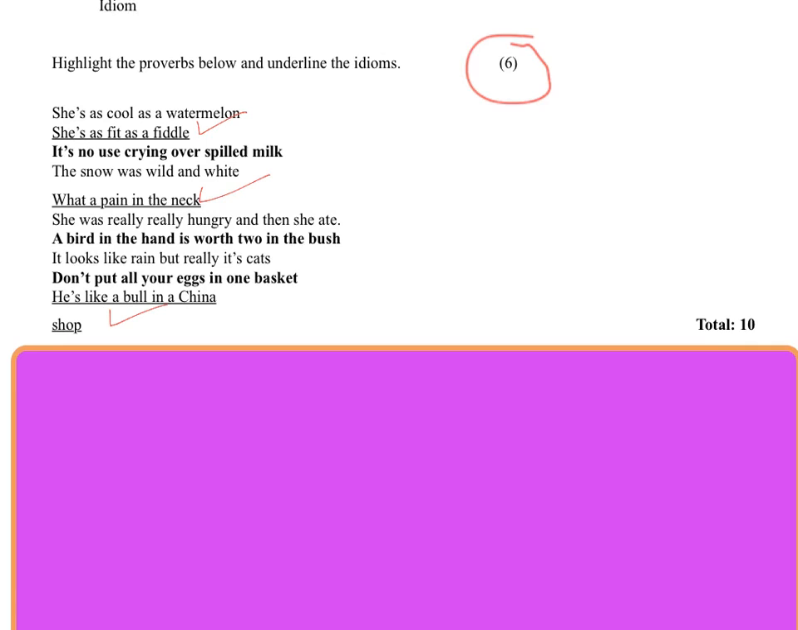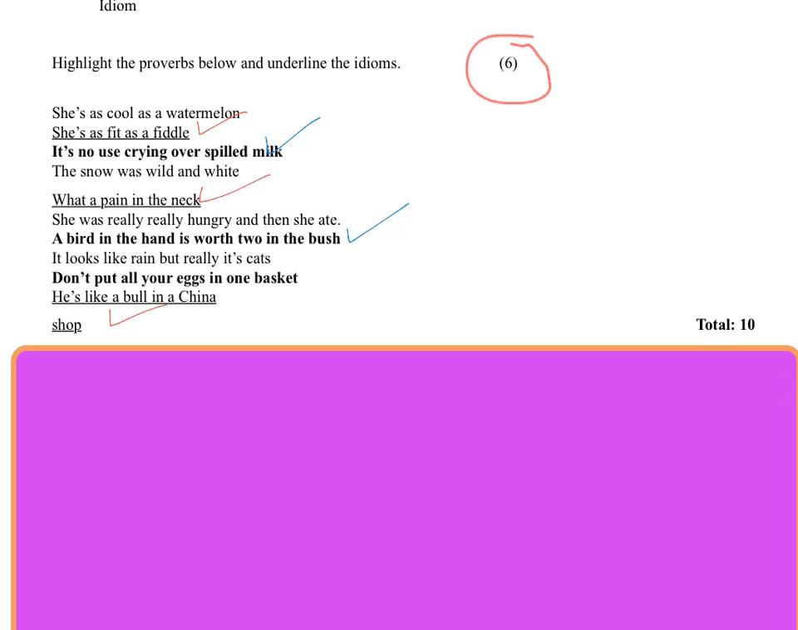And then these ones also. It's no use crying over spilled milk means once the milk has been spilt, there's nothing you can do, or once something bad's happened, you shouldn't cry over it, you should try to solve it. A bird in the hand is worth two in the bush is another proverb. It means literally if you have one chicken in your hand that you've caught, it's more valuable than two that are out there in the bushes that you haven't caught.